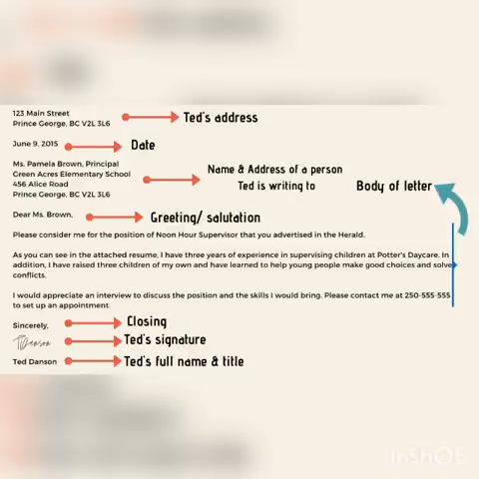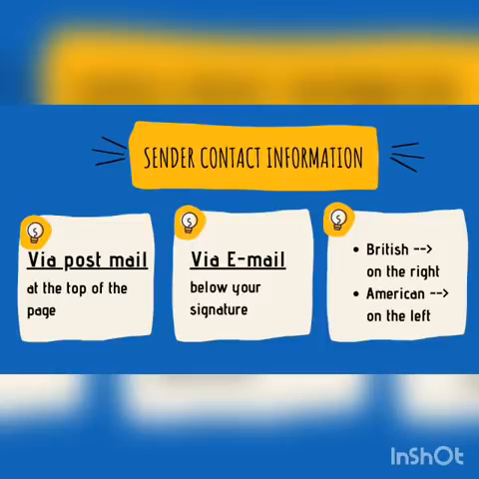Then after that there are 3 paragraphs, consists of opening paragraph and then body of paragraph, and then the third paragraph is closing paragraph. And after that there is closing or complimentary close, followed by sender signature and full name and also job title. Okay, now let's talk about each part of application letter in detail.